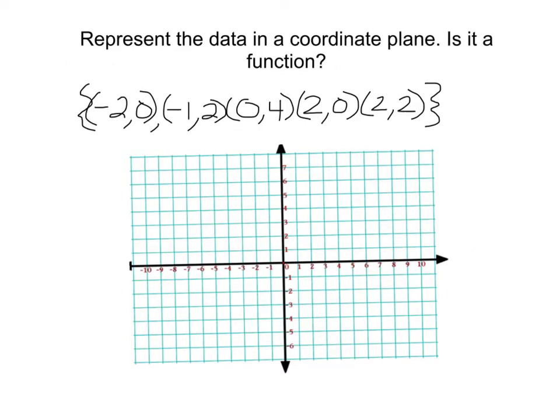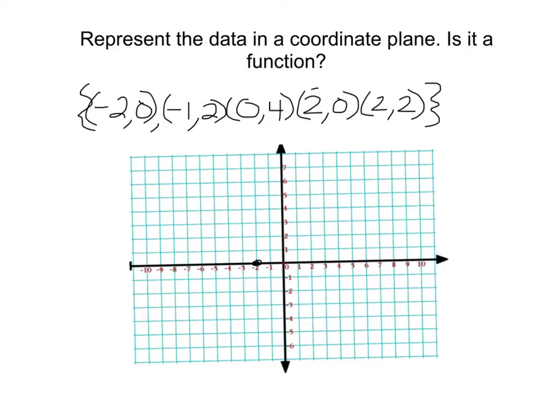Okay, this one here, we want to represent the data in a coordinate plane, and then we want to determine whether it's a function. So first of all, we see repeating x values here, 2 and 2. So we can initially tell that it's not going to be a function. But I'm actually going to tell you another way why this is not going to be a function once we actually get it graphed. So negative 2, 0, we're going to go left 2, and then we're not going to go up or down at all.